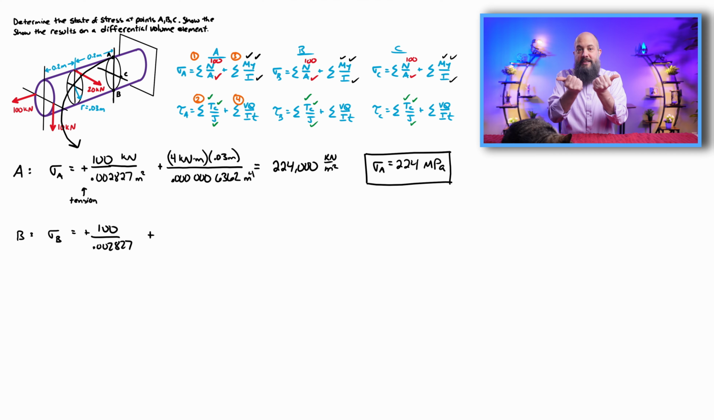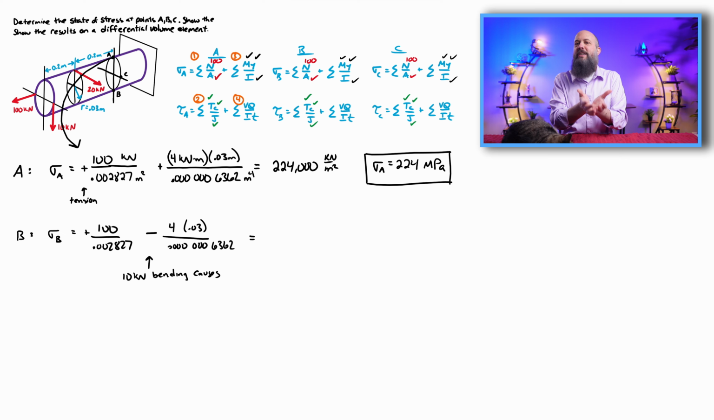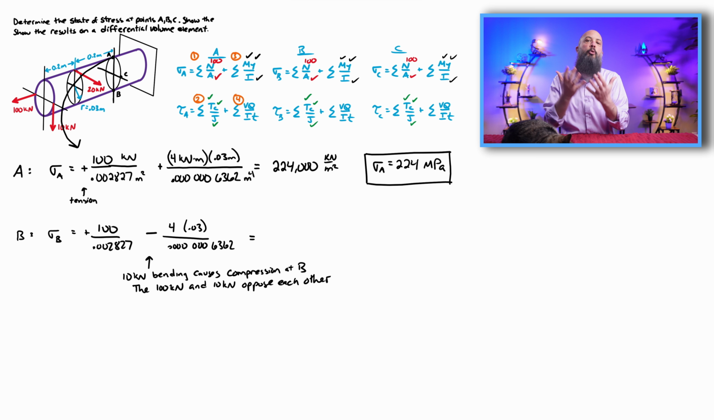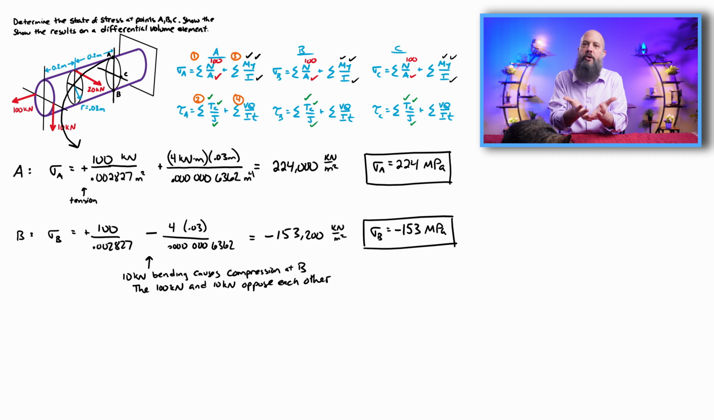Point B, the same axial loading and tension, but for bending, the downward force causes bending at point B, which is on the bottom of the rod. So there's a negative sign in front of the bending term. This ends up giving us an answer of negative 153 megapascals. So we are in compression at point B. Even though the 100 is causing it to stretch, the bending is a bigger effect. Point B is actually facing compression overall.